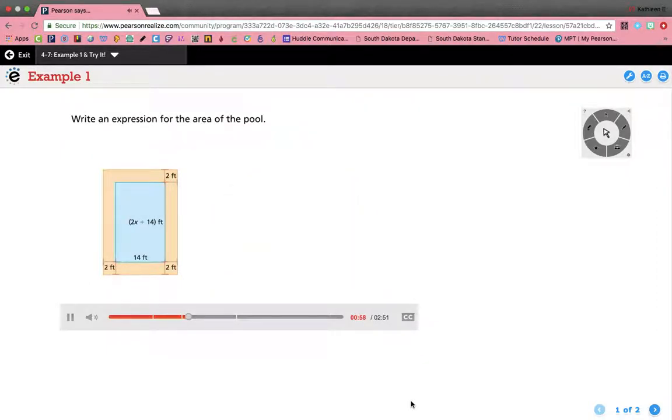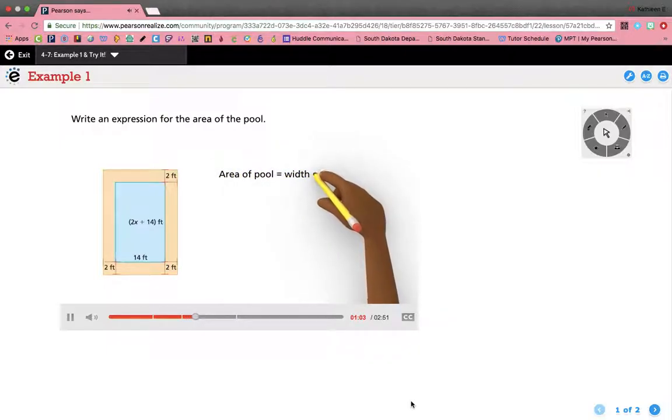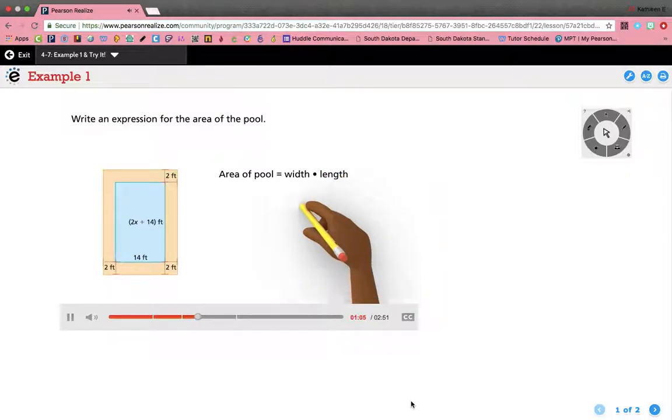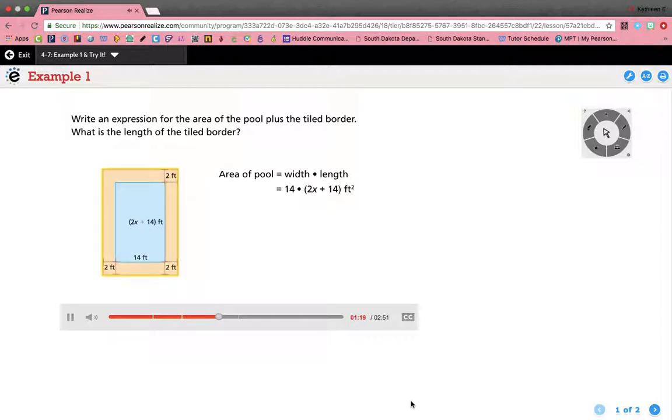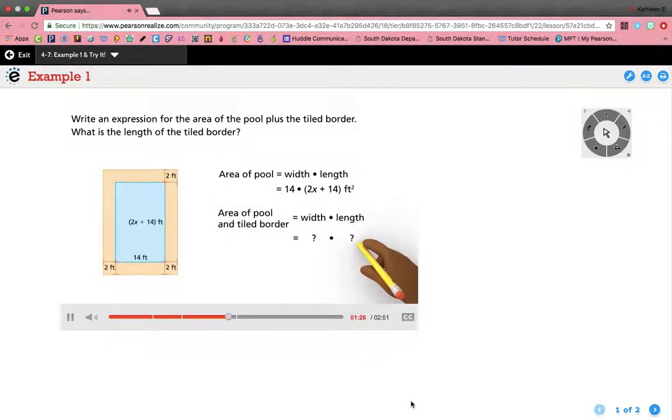Begin by writing an expression for the area of the pool only, which is its width times its length. The width of the pool is 14 feet. The length of the pool is 2 times x plus 14 feet. Remember, your answer will be in square feet. Now let's write an expression for the area of the pool plus the tiled border. It's still width times length, but the dimensions are different. What is the length of the tiled border?